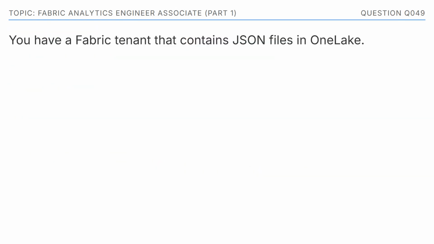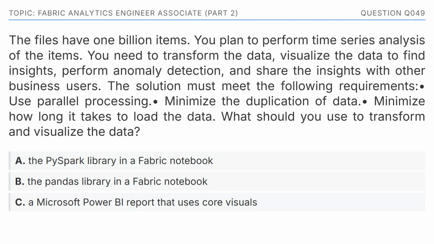You have a Fabric tenant that contains JSON files in OneLake. The files have 1 billion items. You plan to perform time series analysis of the items. You need to transform the data, visualize the data to find insights, perform anomaly detection, and share the insights with other business users. The solution must meet the following requirements: use parallel processing, minimize the duplication of data, minimize how long it takes to load the data.